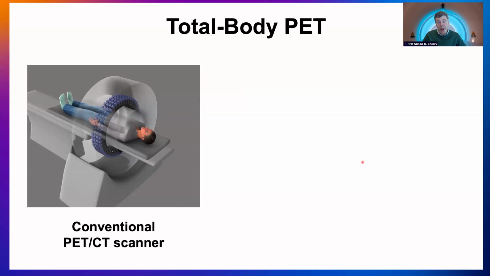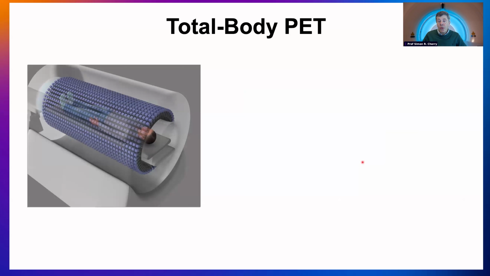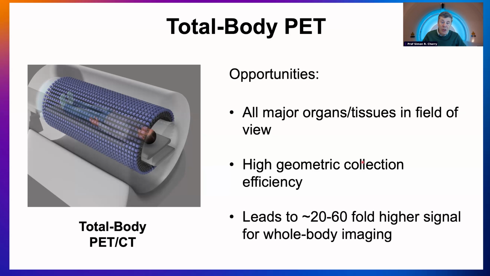And so it's going from a conventional PET-CT scanner geometry that looks like the panel on the left to a geometry where we have detectors that really surround most or all of the body. This gives us much, much better collection efficiency, something like 20 to 60-fold higher collection efficiency for imaging the whole body than a conventional scanner. We've got really good geometric collection efficiency, and all the major organs and tissues are now in the field of view. So that gives us some really interesting opportunities, as I will show you in a moment.